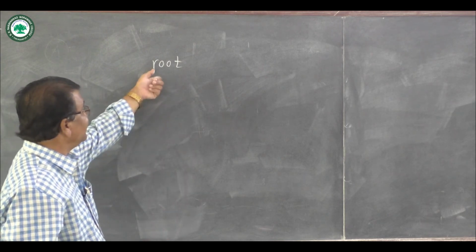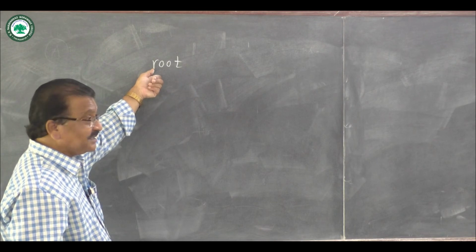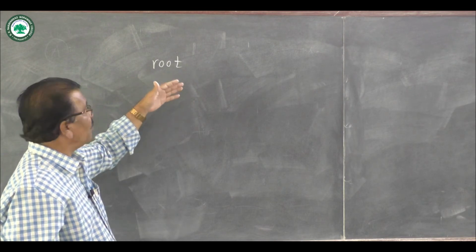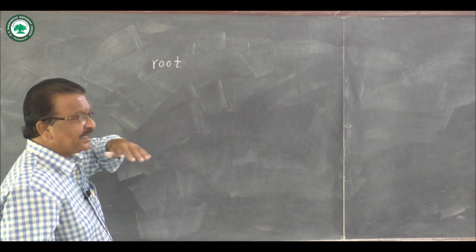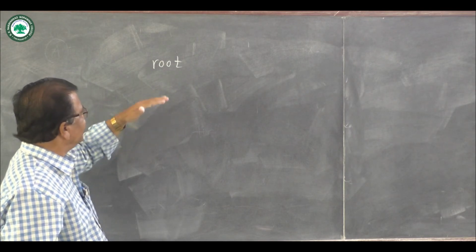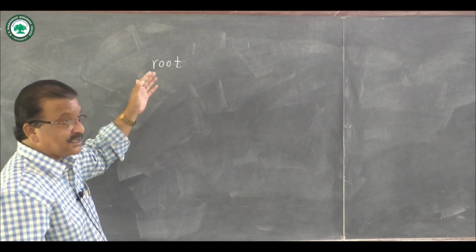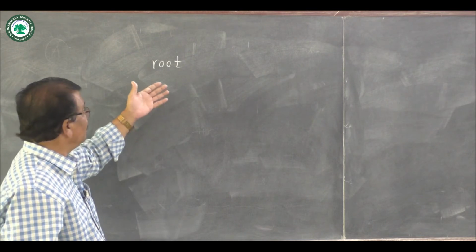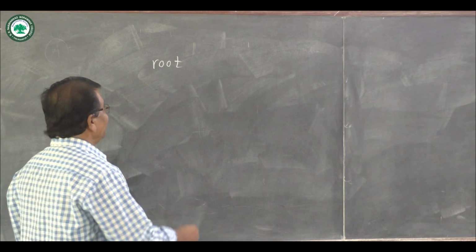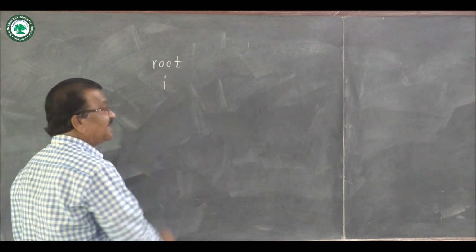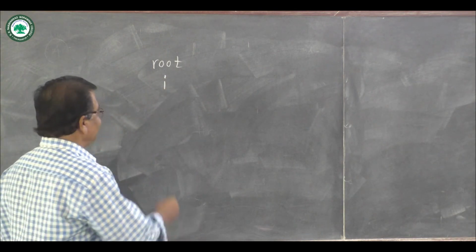The first letter is an alphabet. There are no commas, no blanks. Root is not a reserved word. Then no other special symbol is appearing in this. So root is a valid variable name. I is also a valid variable name.